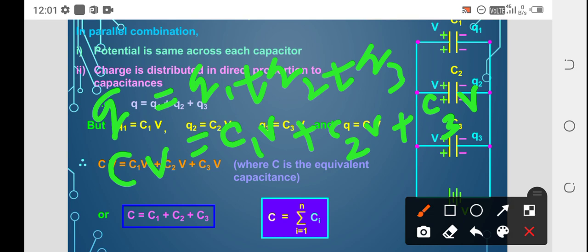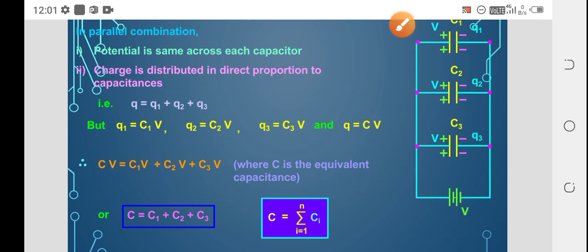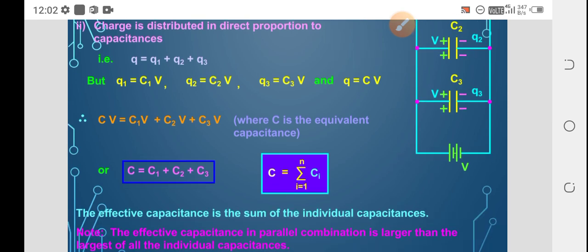Now you can see V is common, so V will be cancelled. Now Q equal to Q1 plus Q2 plus Q3, where Q1 equal to C1V, Q2 equal to C2V, Q3 equal to C3V, and Q equal to CV. Now substitute these values. After simplification, we get C equal to C1 plus C2 plus C3.